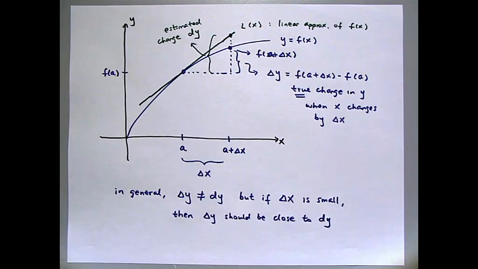In general, delta y and dy are not going to be the same. But if we make the change small enough, then they should be pretty close. Like in the last example with the 8.1, but if you move very far, like in the example of going back to 1, the difference would be pretty big. Okay, so let's find out what this dy thing is.